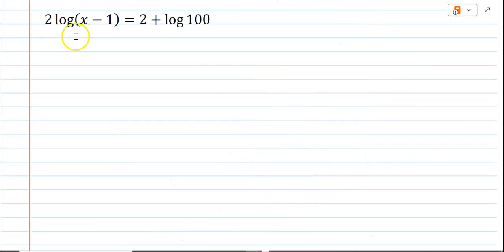This is a logarithmic equation. The question is solving for x. All right, we're going to use log laws here. We're going to simplify. We're going to use log laws.